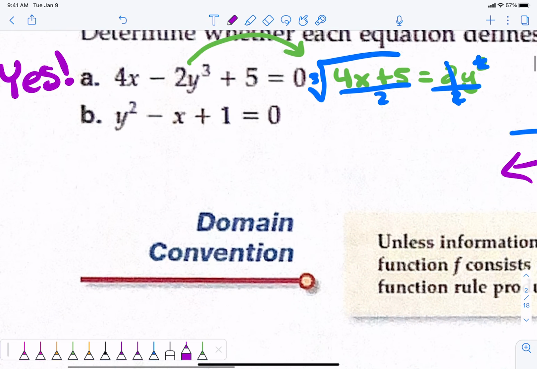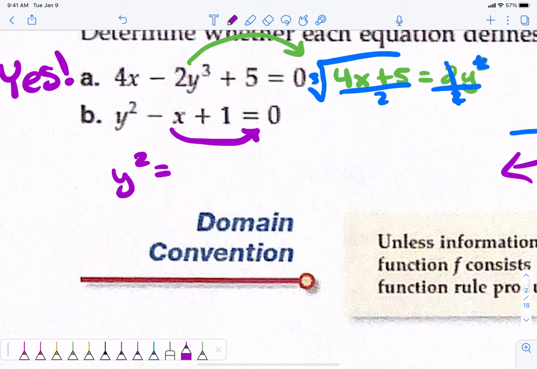Okay, next. This next part. Here's what I'm going to do. I'm going to solve for x in this case. I'm going to get the x by itself, so we're going to bump the x over. So y squared equals, or no, excuse me, y squared plus 1 equals x, right?